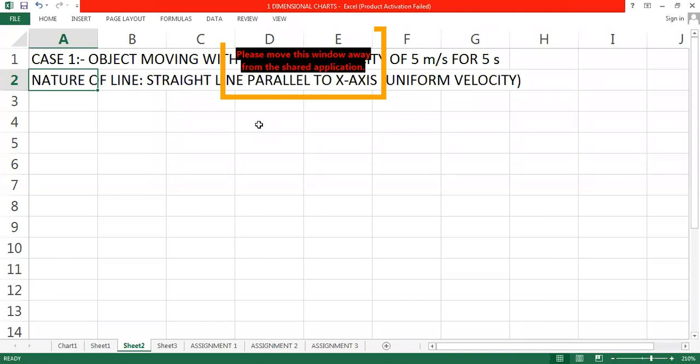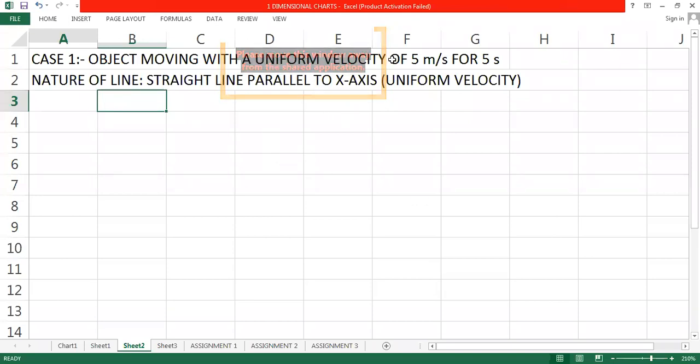So how much is the distance covered by that object? You will find the distance covered by that object will be 25 meters. Yes or no? You can easily find out because the object is moving with uniform velocity. How much is the velocity? 5. And how much is the time? 5 seconds. So speed is equal to distance upon time, so distance is equal to speed into time. Speed is 5, time is 5. 5 5 is 25. So how much is the distance covered? 25 meters. Yes. Very good.